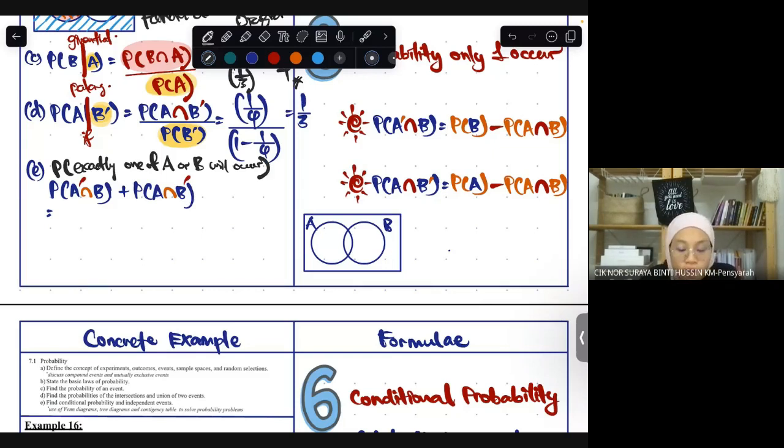Okay, so exactly one of A or B will occur means that this is the region, this is the A, isn't it? This is the probability of A, but it's not everything that will occur. It is only asking one of A will occur. So this is the part where you want, and in order to get that, it just literally means A intersect with B prime. Ini dia.